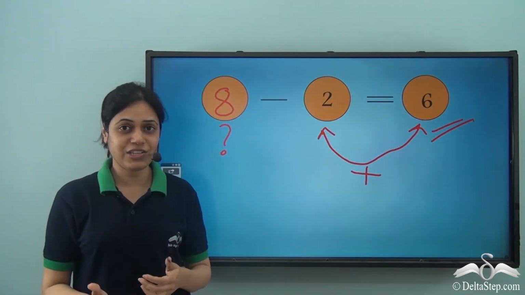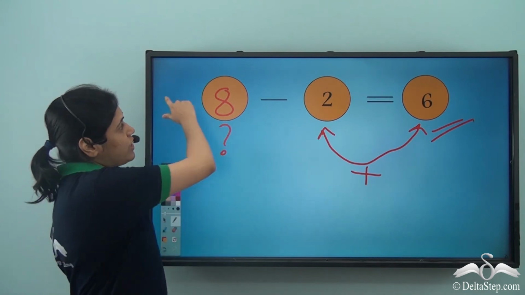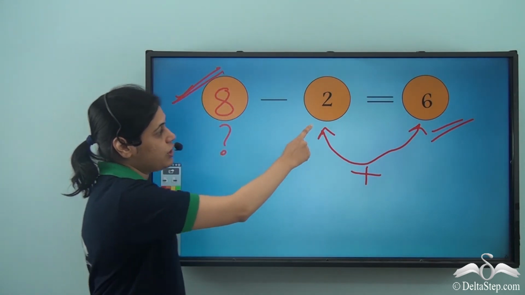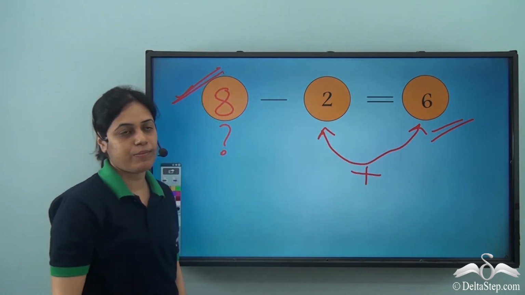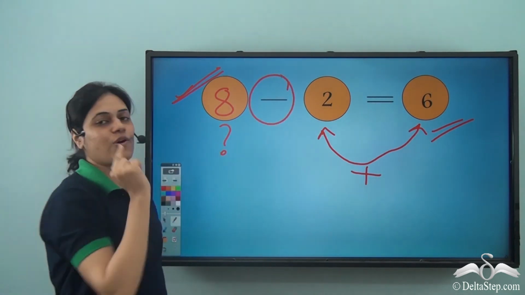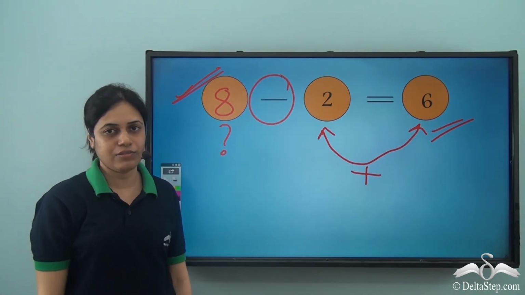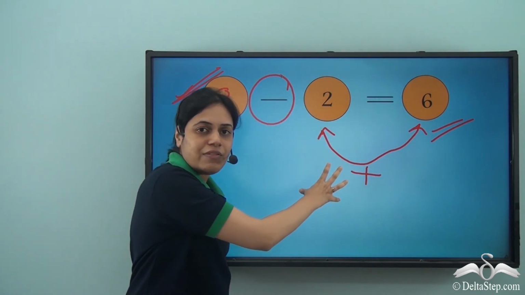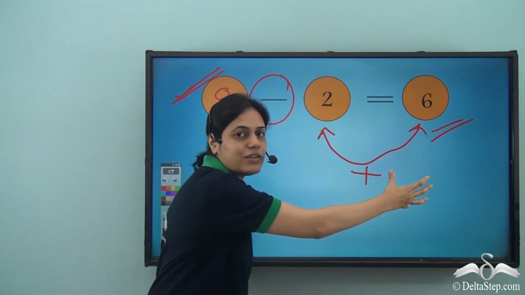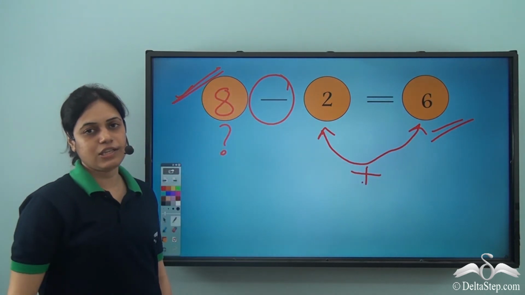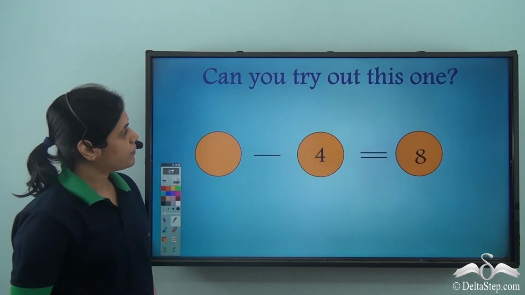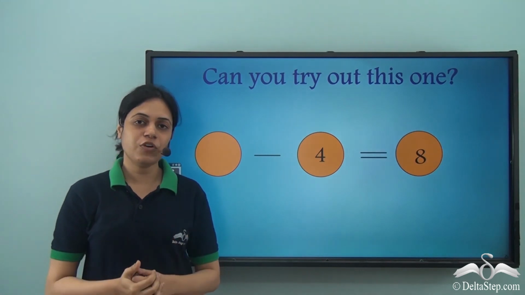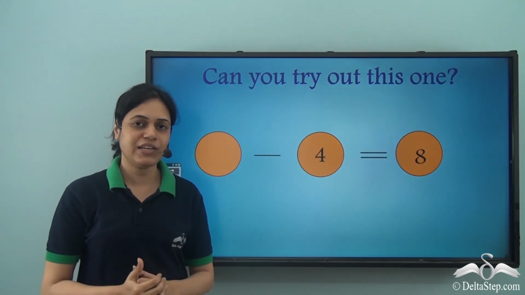So isn't it magical, right? So to get this number, you need to add these two numbers, provided you have a subtraction sign here. So when you have something and you take away a number and you get another number, you need to add these two. So can you try out this one on your own and see if you actually get it correct?